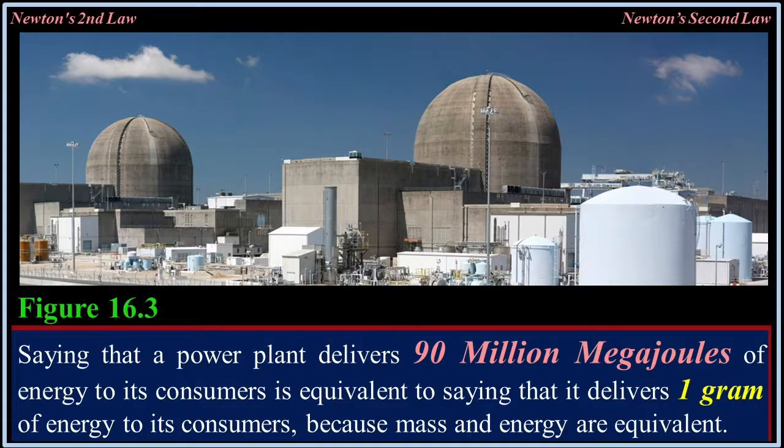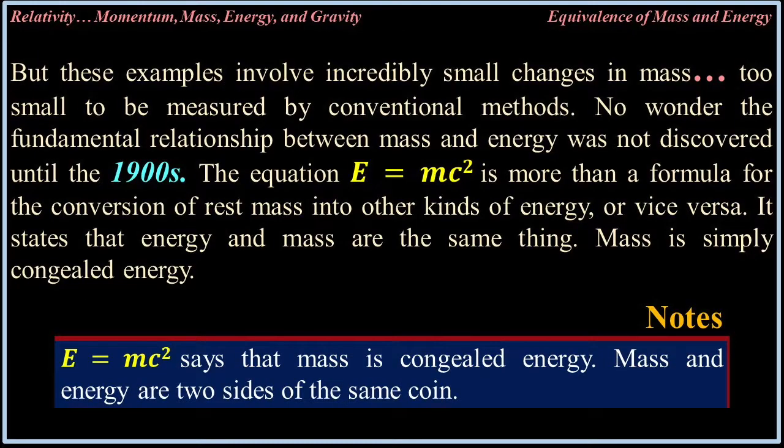Figure 16.3. Saying that a power station delivers 90 million megajoules of energy to its consumers is equivalent to saying that it delivers 1 gram of energy to its customers, because mass and energy are equivalent. But these examples involve incredibly small changes in mass, too small to be measured by conventional methods. No wonder the fundamental relationship between mass and energy was not discovered until the 1900s.